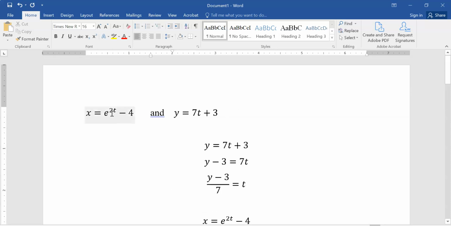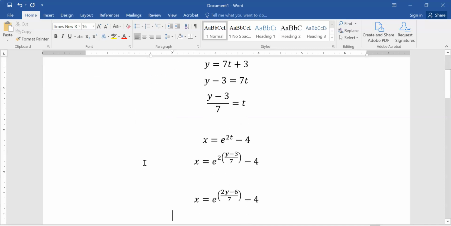By the way, you could have also tried to solve for t by adding 4 and taking natural logs, and you could have tried to solve in this equation too. It's just going to be a little bit more difficult.